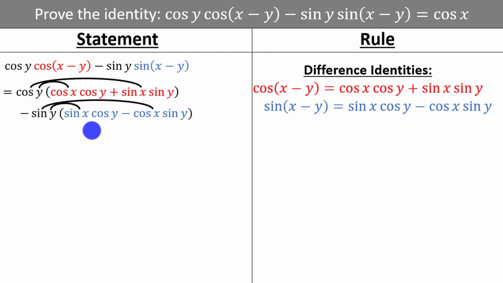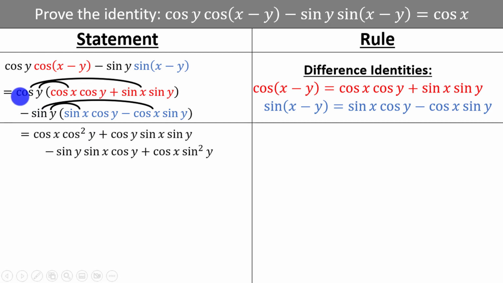Next, we can distribute. We will have cosine of y times cosine of x times cosine of y, which creates cosine of x times cosine of y squared, since we have two cosine of y's, plus cosine of y times sine of x times sine of y, minus sine of y times sine of x times cosine of y, plus, since the minus signs cancel, sine of y times cosine of x times sine of y. But since we have two sines of y, we have sine squared of y.